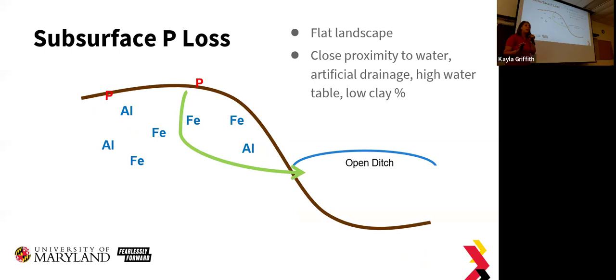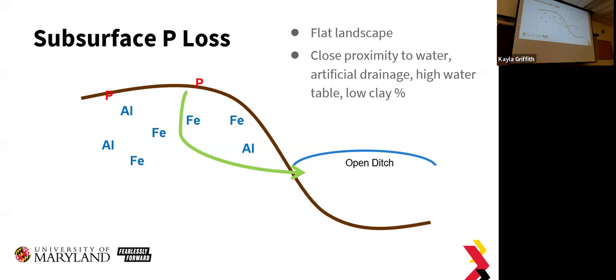Honestly, I'll go so far that if you talk to some people outside of our state, they don't even agree that this exists, that there's this type of loss pathway. All right. This is very specific, very focused in our region. I'm thinking lower Eastern Shore. Flat landscape, close proximity to water, artificial drainage, very high water table, low clay content, high sand content. I'm thinking lower Eastern Shore, really intensively ditched, okay?